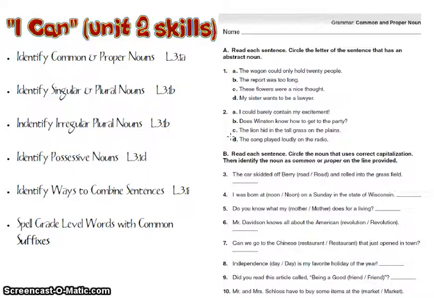Number 2. So remember, you're going to circle the letter that has an abstract noun. A, I could barely contain my excitement. B, does Winston know how to get to the party? C, the lion hid in the tall grass on the plains. D, the song played loudly on the radio.